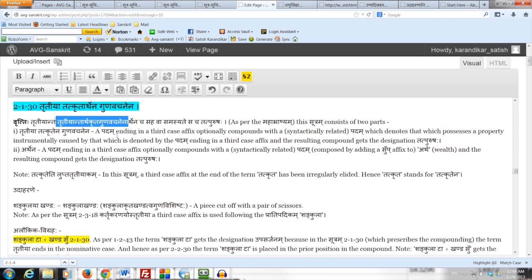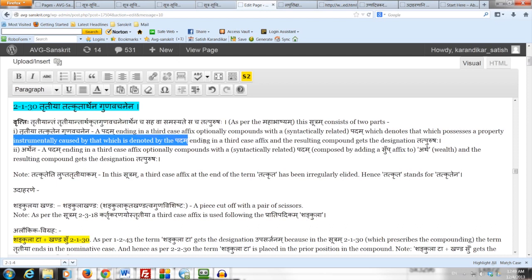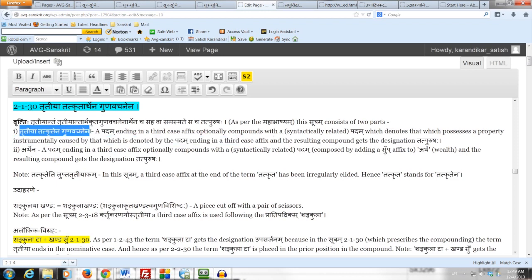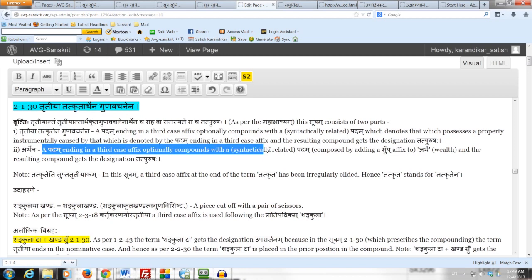Translation says a property instrumentally caused by that which is denoted by the padam ending in a third case affix. So this is the meaning of the first part of the sutram, which is tritiya tatkritena gunavachanena. Second part of the sutram is arthena. This part is simple. So a padam ending in a third case suffix optionally compounds with a syntactically related padam composed by adding a suffix to artha.